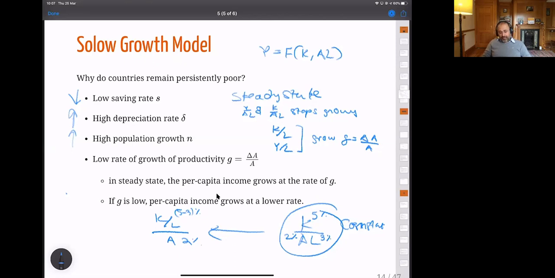So two main things come out, which is countries are poor because of low saving rates and a low rate of growth of A. Depreciation rate across the world doesn't vary that much. Population growth doesn't vary that much either, right? But these two factors are often taken more seriously.